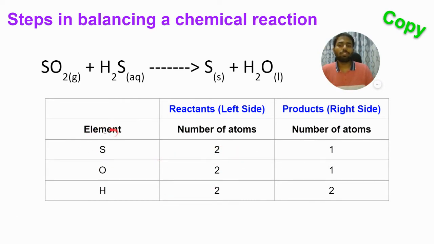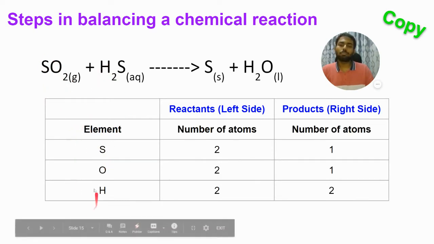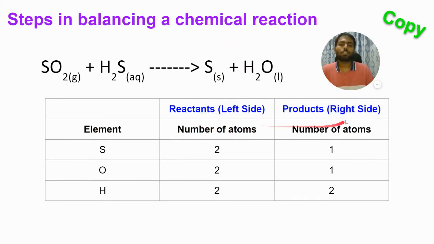So in the first column we have elements. S is sulfur, I have put it here. O is oxygen, I have put it here. H is hydrogen, I have written it here. Okay, next, on the reactants side, on the left, and on the products side, which is on the right side, how many number of atoms are there?